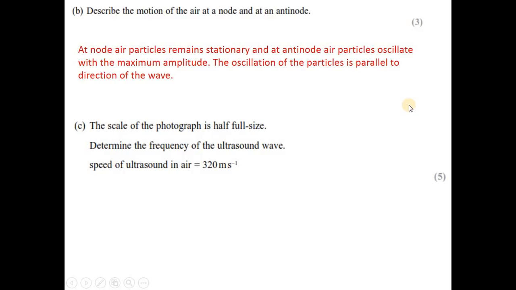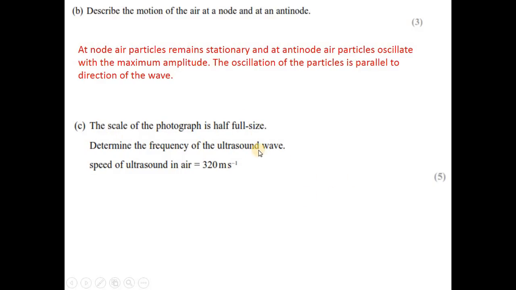Part C, the scale of photograph is half full size. Determine the frequency of the ultrasound wave. Speed of ultrasound in air is 320 meters per second. Because it's all about, they are saying that the scale of the photograph is half full size. That means you will have to take measurement from your photograph. Your photograph is a scaled photograph.